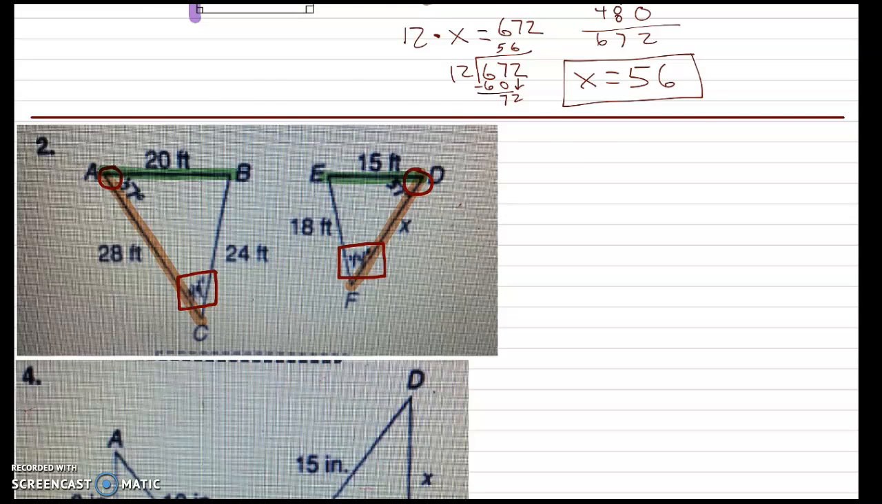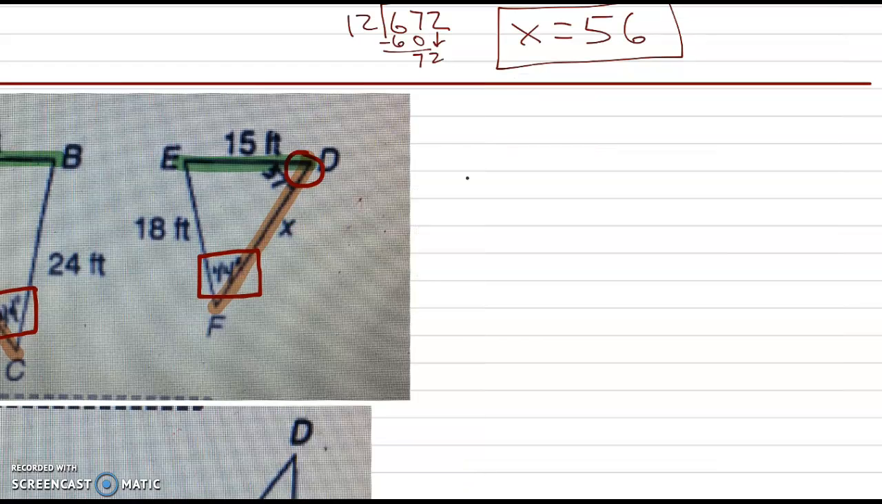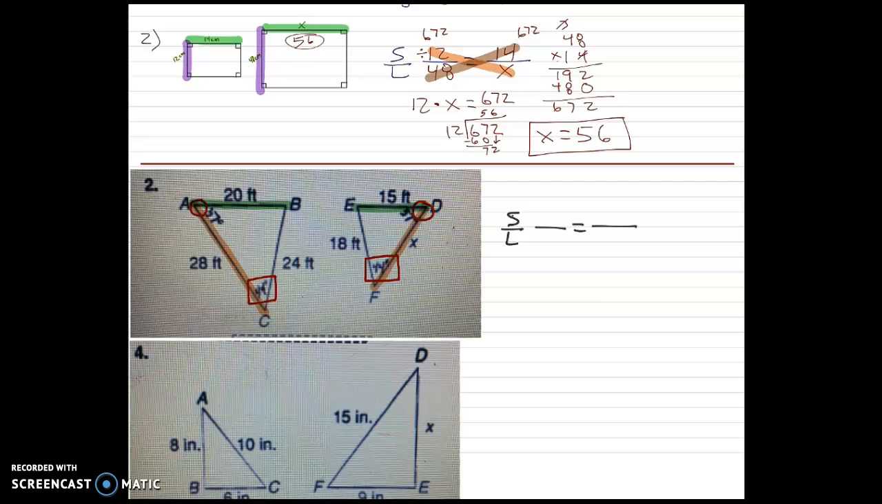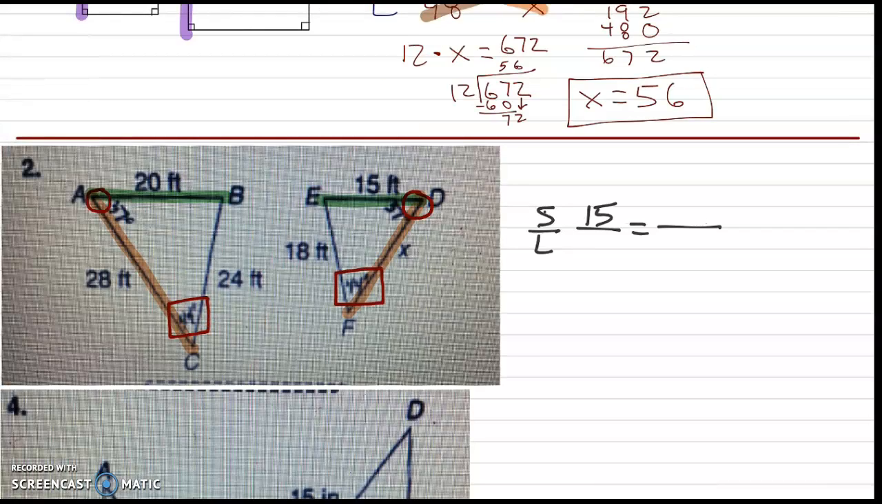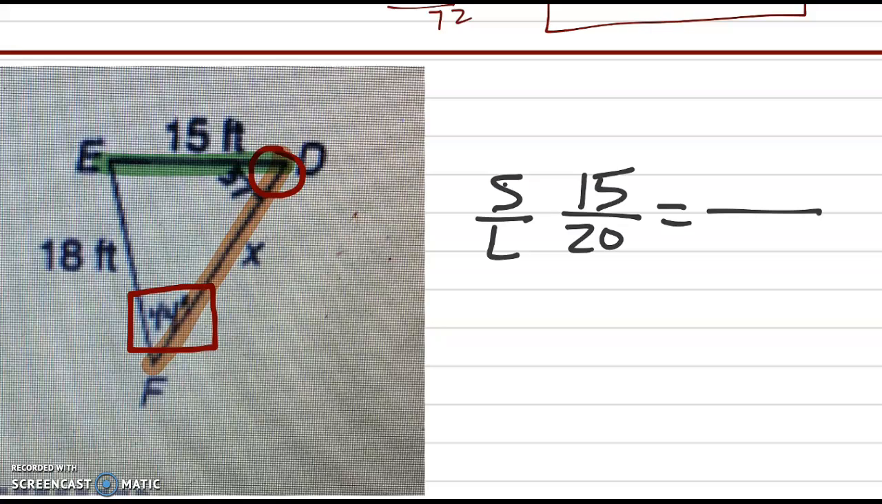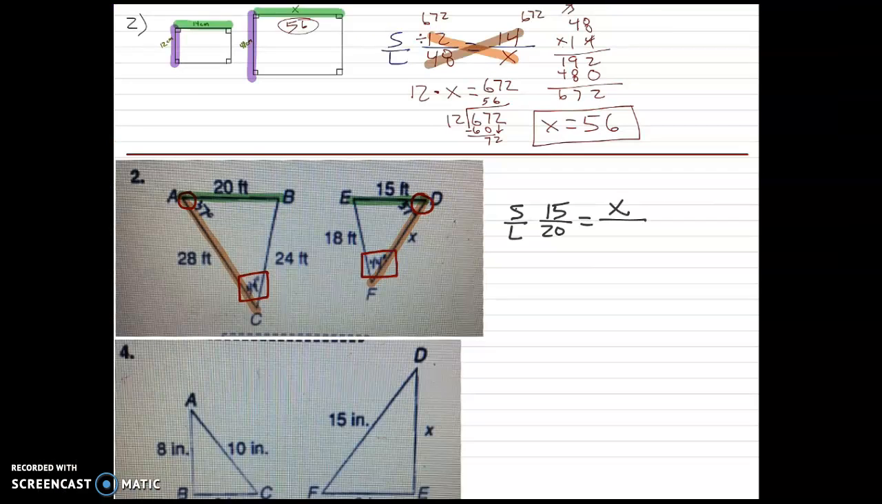Alright, so we've got a small triangle and a large triangle. So I'm going to do small and a large. I'm going to put my blank proportion right there. And the small triangle, I'm going to go with the green that I highlighted. That is 15. And the corresponding side with that was 20 on the larger triangle. And then on the small triangle, I have like an orangish color that I highlighted, which is X. And then on the large one is 28.